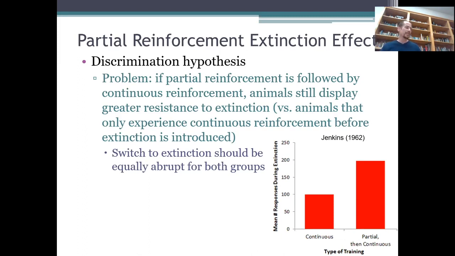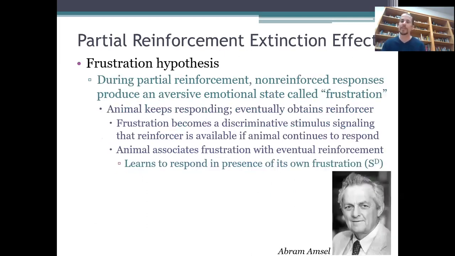So the discrimination hypothesis, like I said, on the surface of it, seems to make a lot of sense, but the evidence doesn't really support it. At least evidence like this doesn't support it. So I need to talk about some other explanations of the partial reinforcement effect. This next one is called the frustration hypothesis because it suggests that during partial reinforcement, not getting the reinforcer after some of its responses causes the animal to feel frustrated, right?